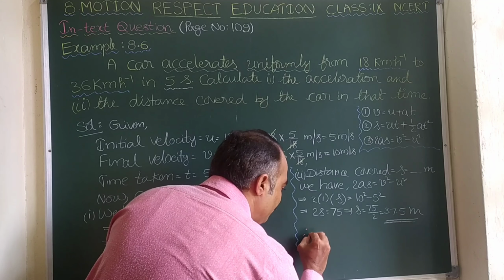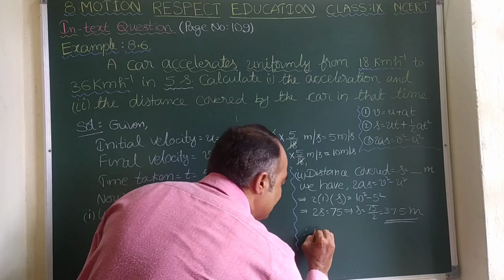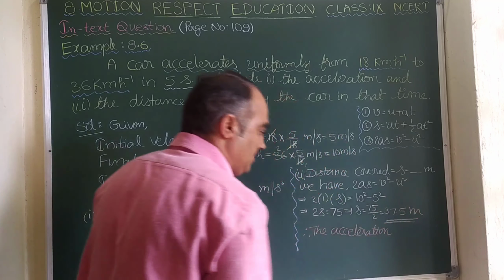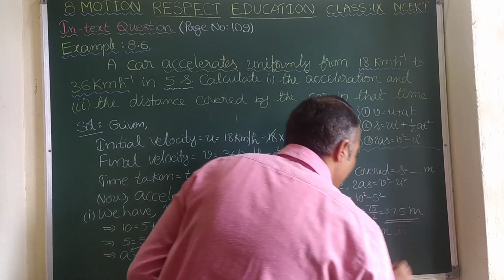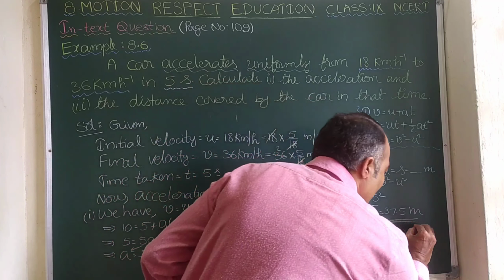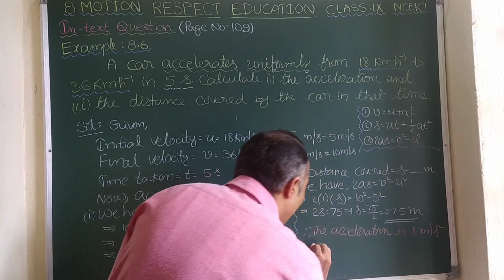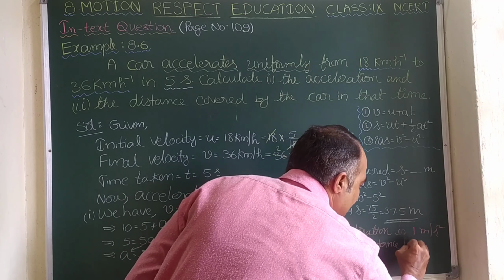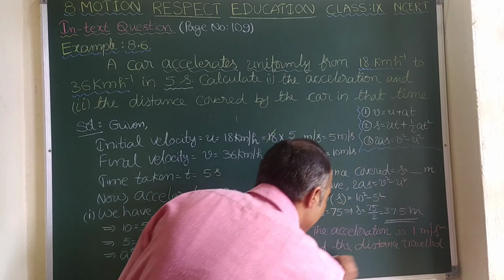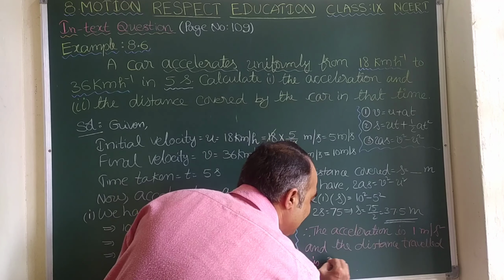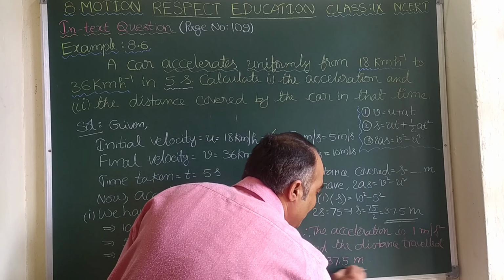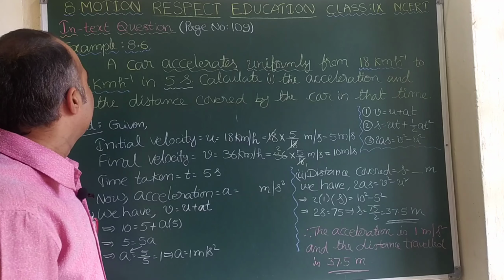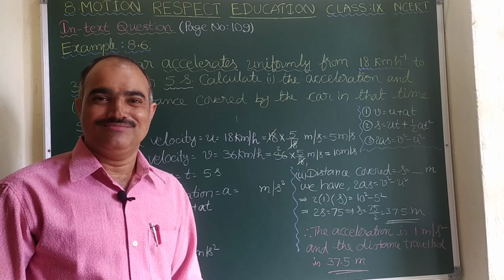Now let us add the conclusion. Therefore, the first bit, the acceleration of the car, or simply the acceleration, as we already got here, is 1 meter per second square, and the distance traveled, which we got just now, is 37.5 meters by the car in this time, that is in 5 seconds. So with this, example 8.6 gets completed.